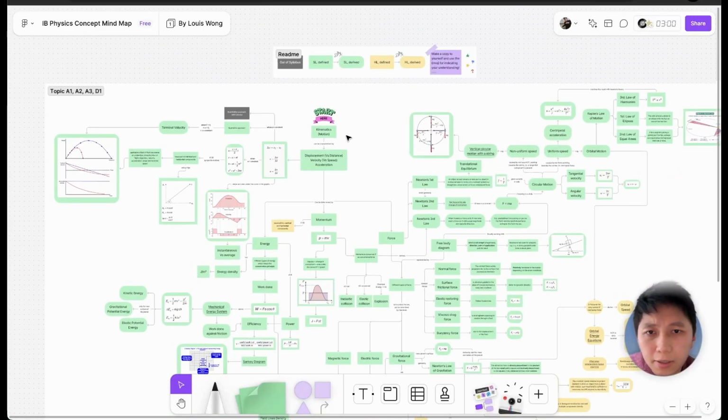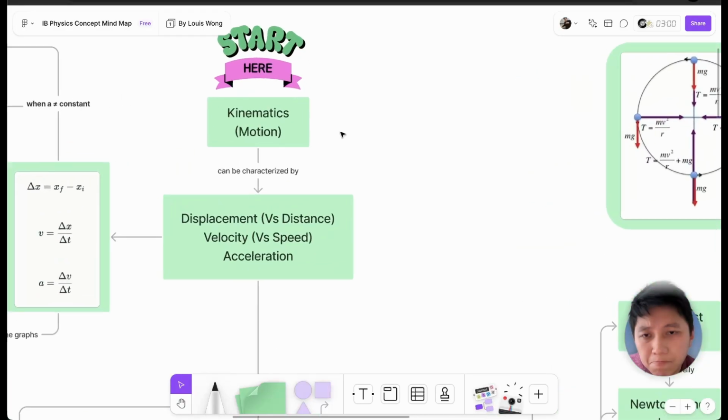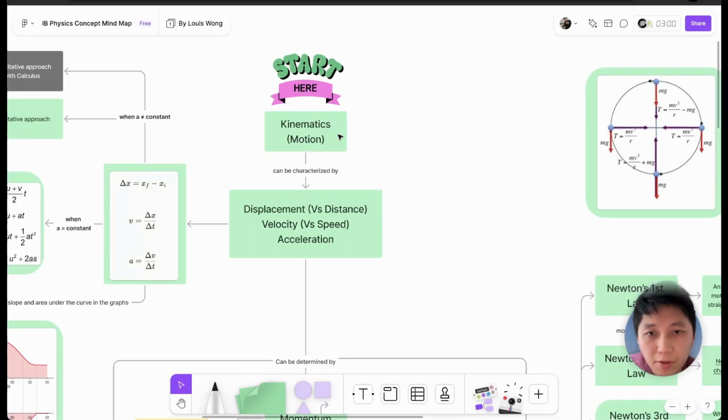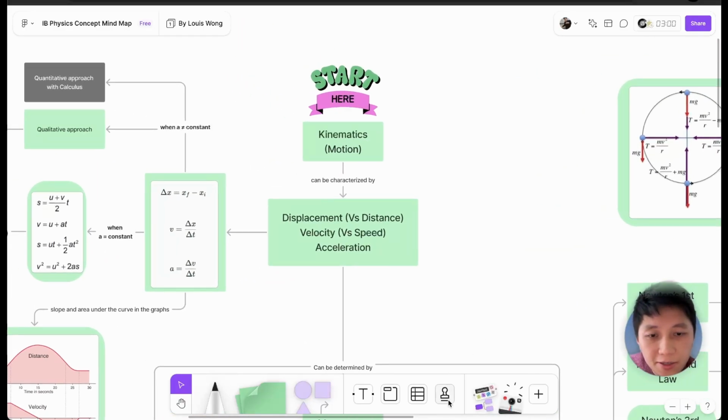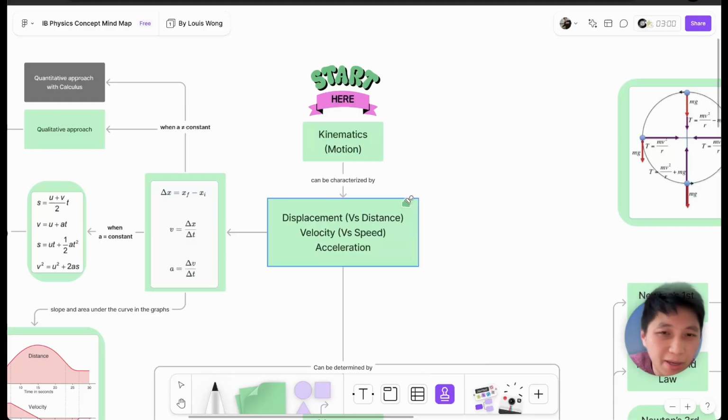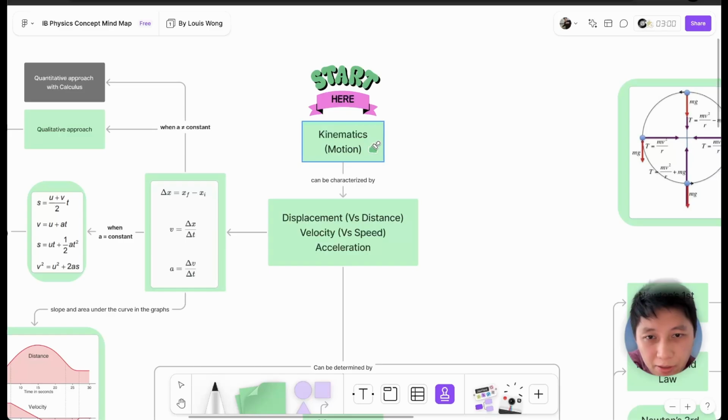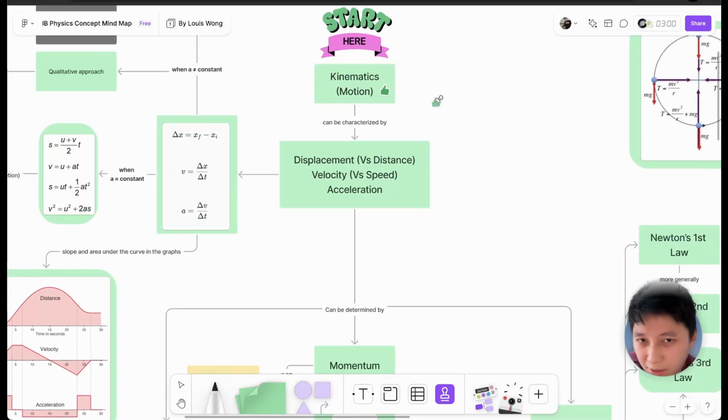All right, let's get started. So physics starts with observation, and the easiest observation that you probably would make, and also the most interesting thing, is how things move. So motion, and that's kinematics.